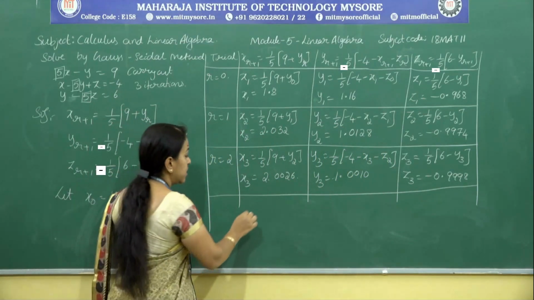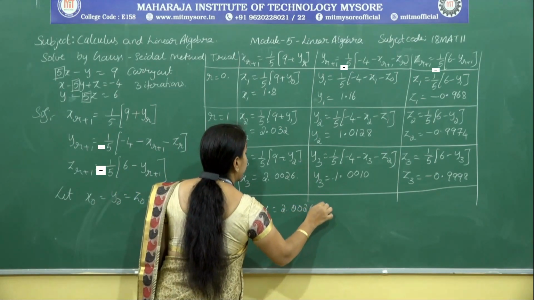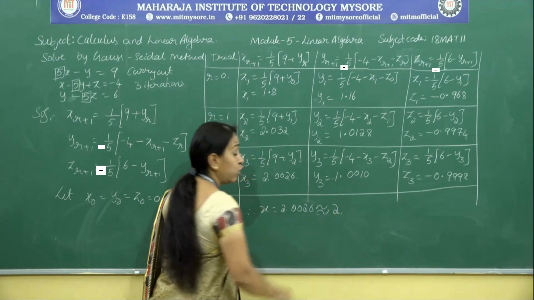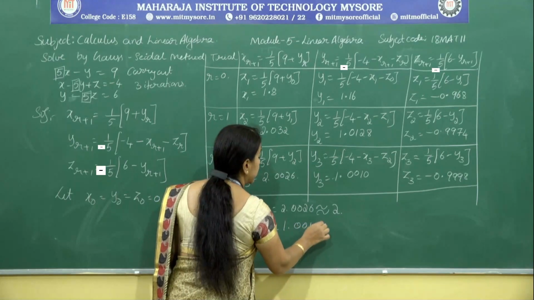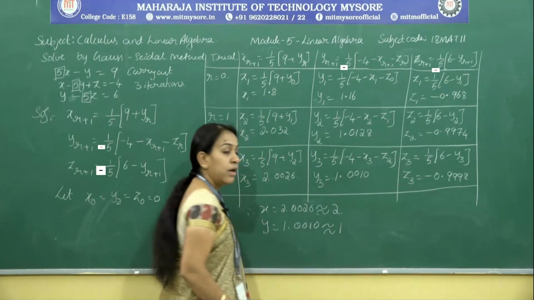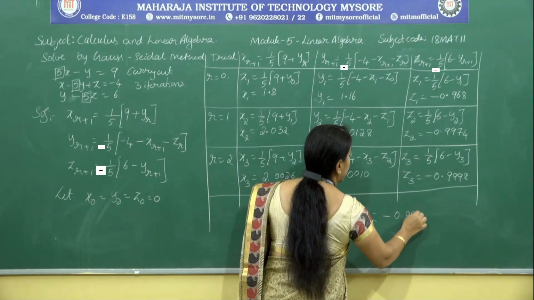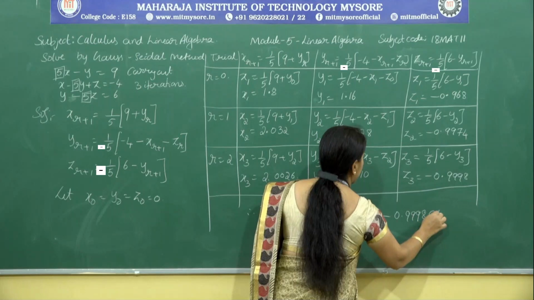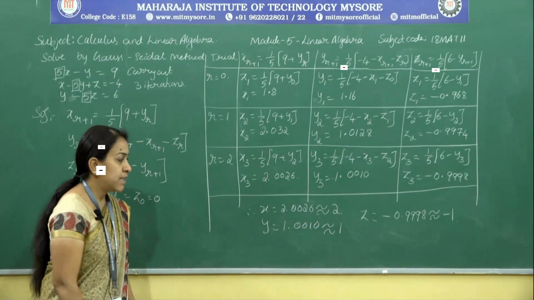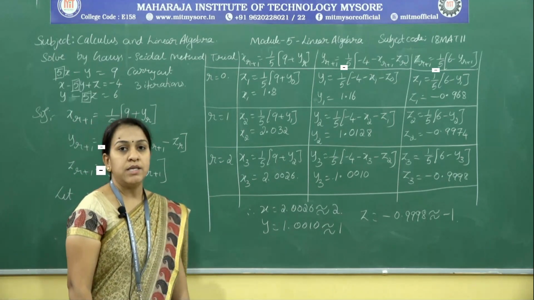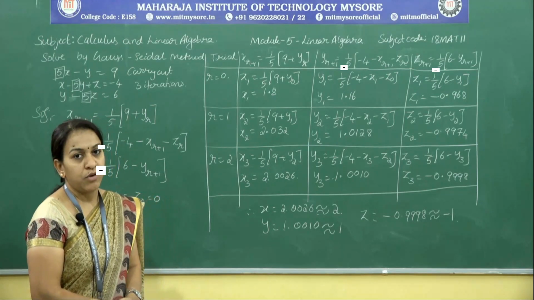Now what is the required result? Your x is 2.0026, so I can write approximately 2. Then y is equal to 1.0010, approximately 1, and z value is minus 0.998, approximately minus 1. Therefore x is 2, y equal to 1 and z equal to minus 1 is the solution of the given system of linear equations.